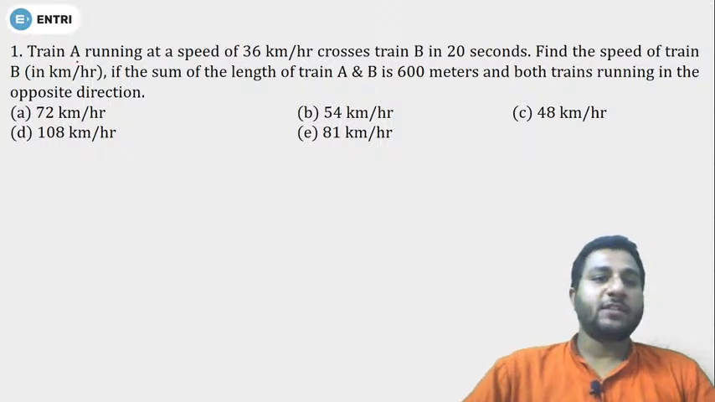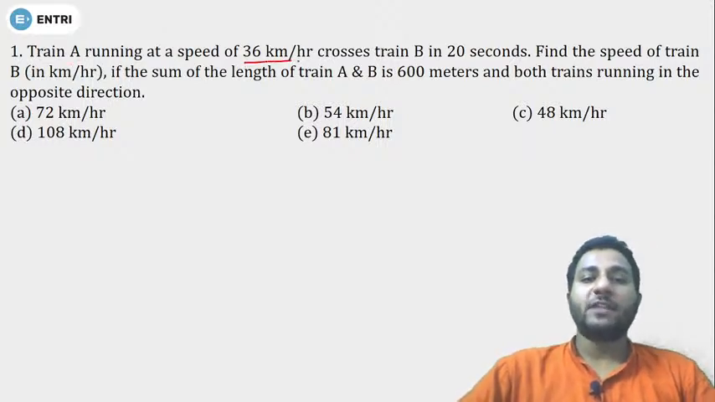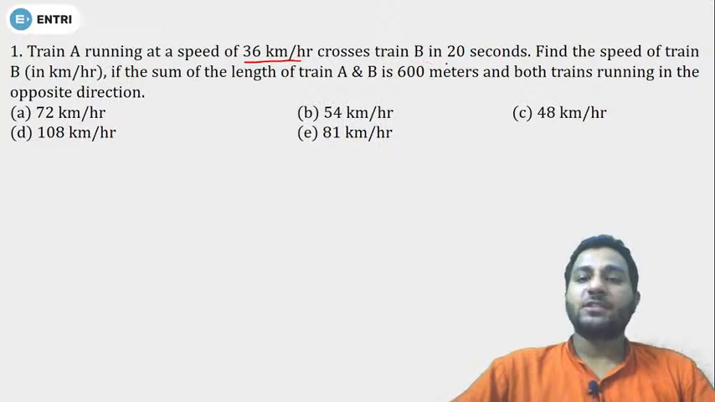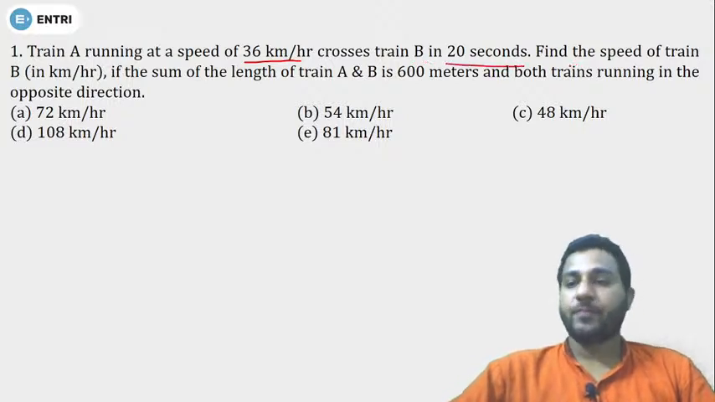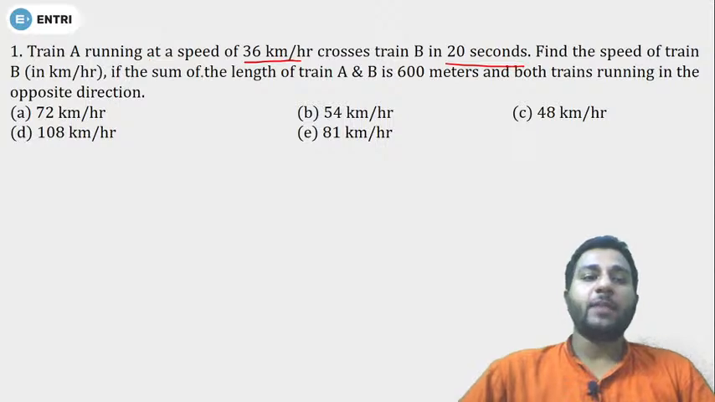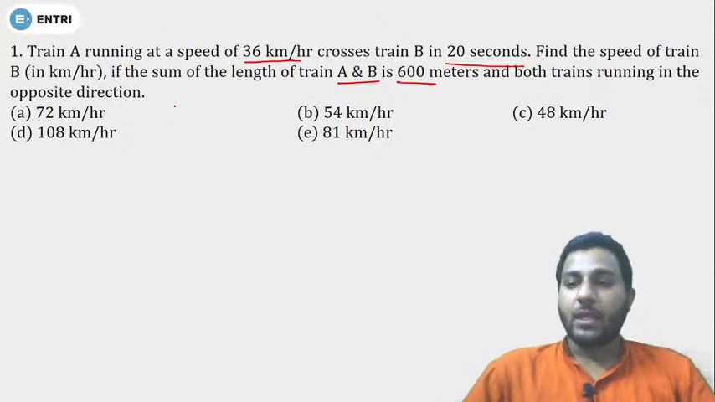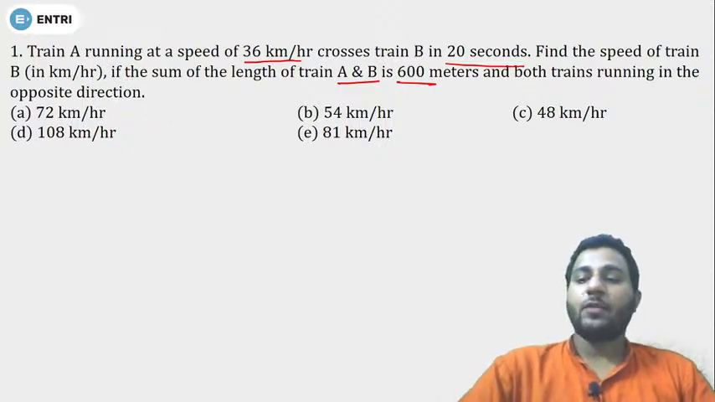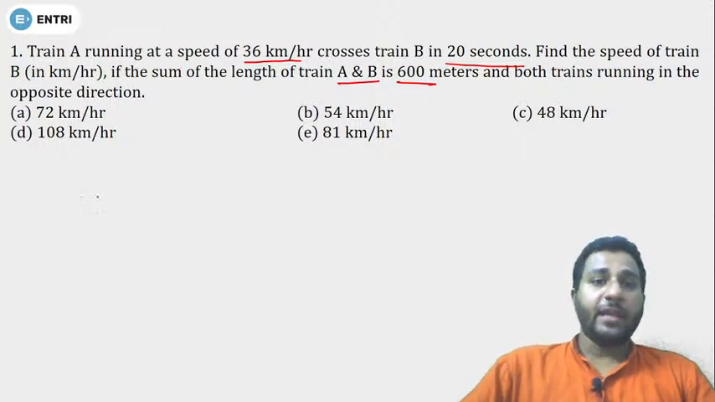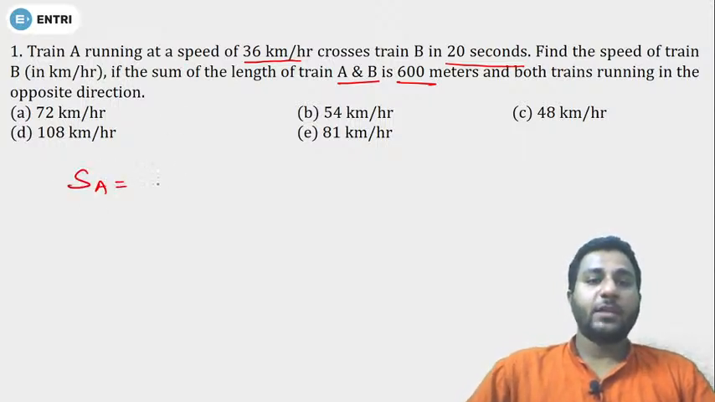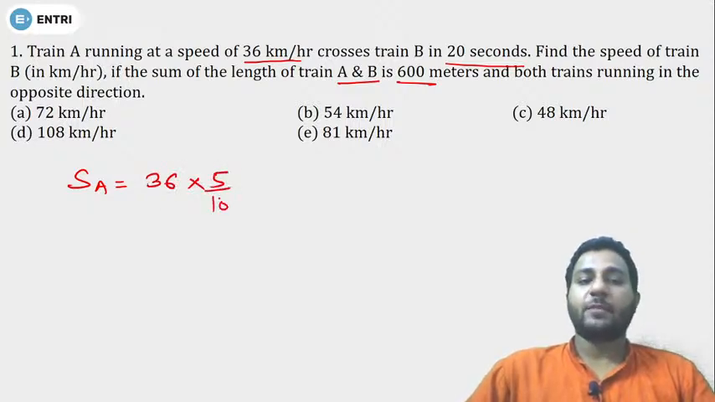The question says train A running at a speed of 36 km per hour crosses train B in 20 seconds. Find the speed of train B if the sum of the length of train A and B is 600 meter and both trains are running in the opposite direction. इसका कहने का मतलब ये है कि क्वेश्चन ये कह रहा है कि ट्रेन ए की स्पीड दी हुई है 36 किलोमीटर पर आवर. अब किलोमीटर पर आवर को आप चेंज कर लीजिए मीटर पर सेकेंड में, तो कितना हो जाएगा भाई? आप देख सकते हैं 10 मीटर पर सेकेंड.